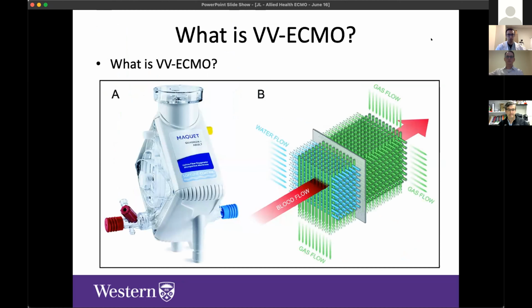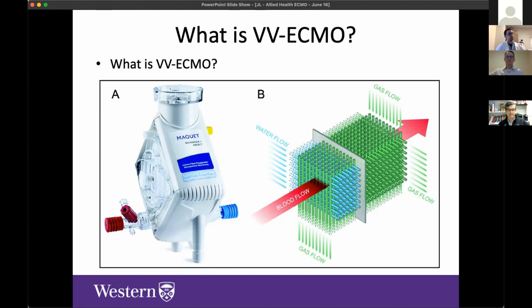There are multiple different companies that make multiple different membrane lungs or membrane oxygenators. This is the Quadrox, which is the one that's most commonly used here with the equipment that we have. If you look at the setup, there's a place for blood to go in and come out, and a place for gas to go in and come out.